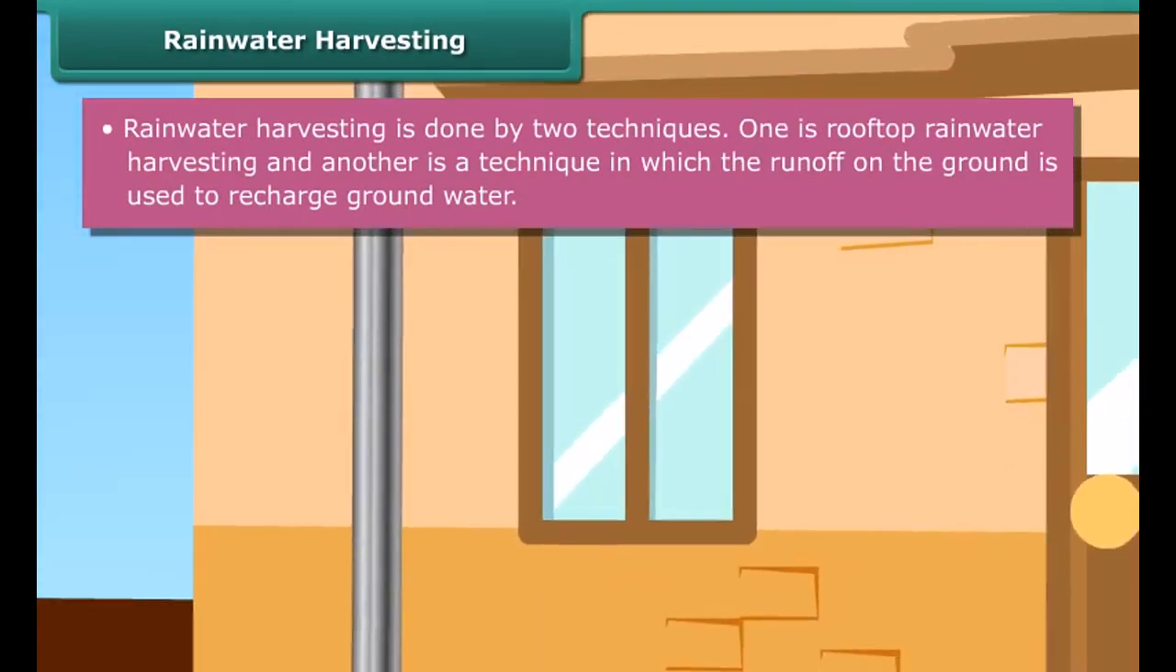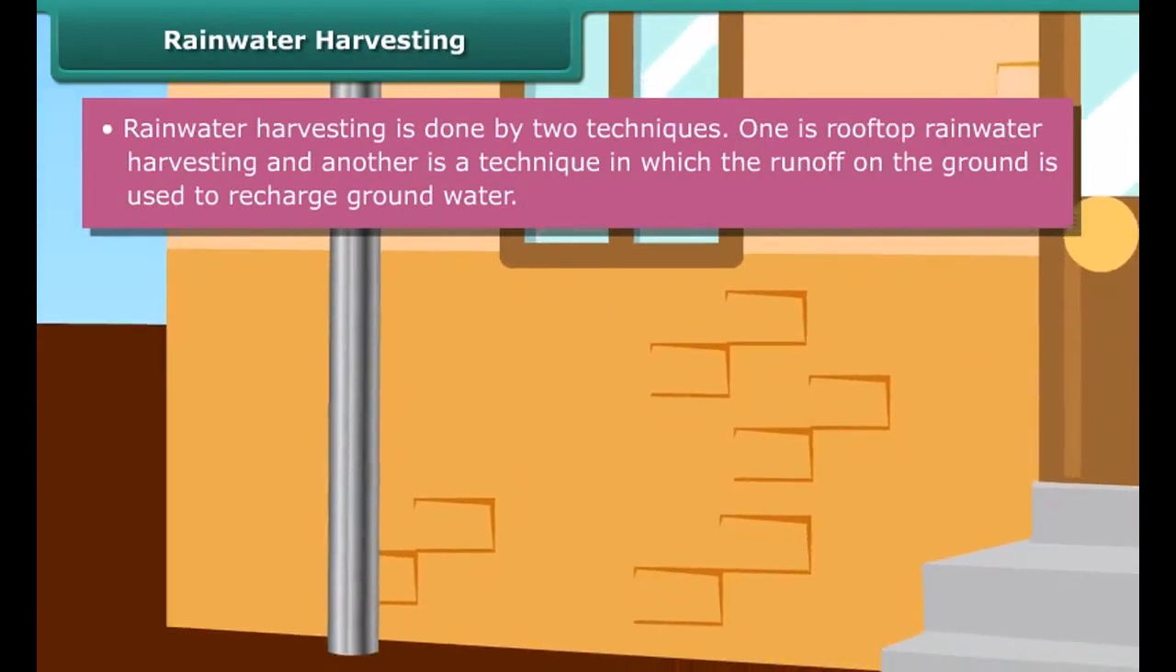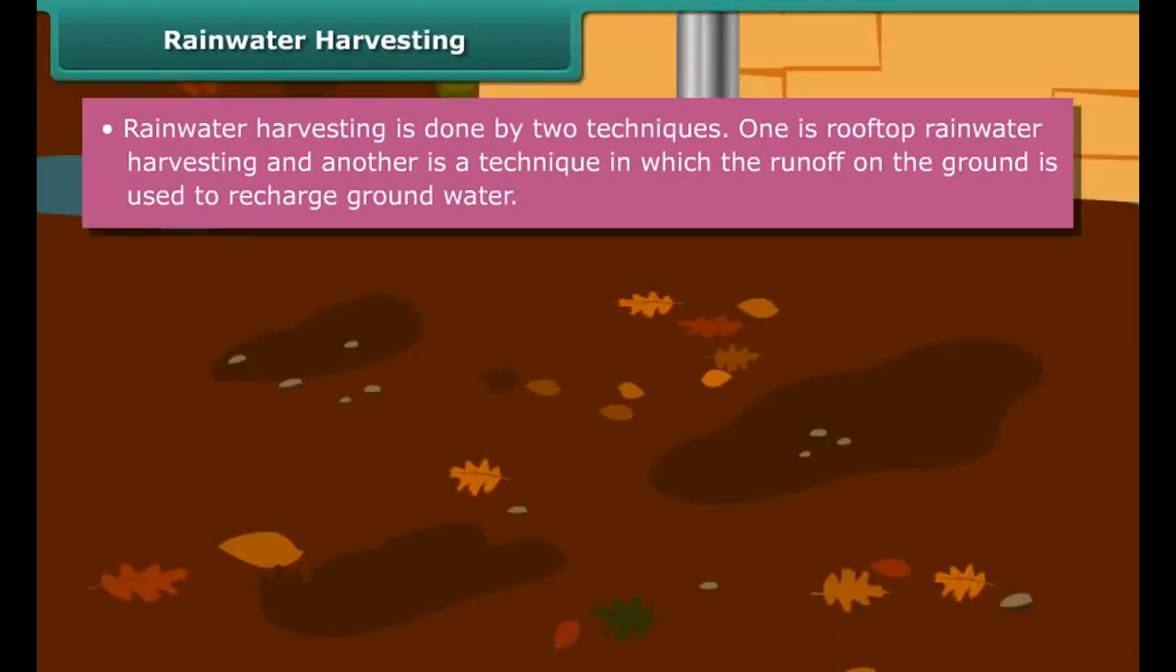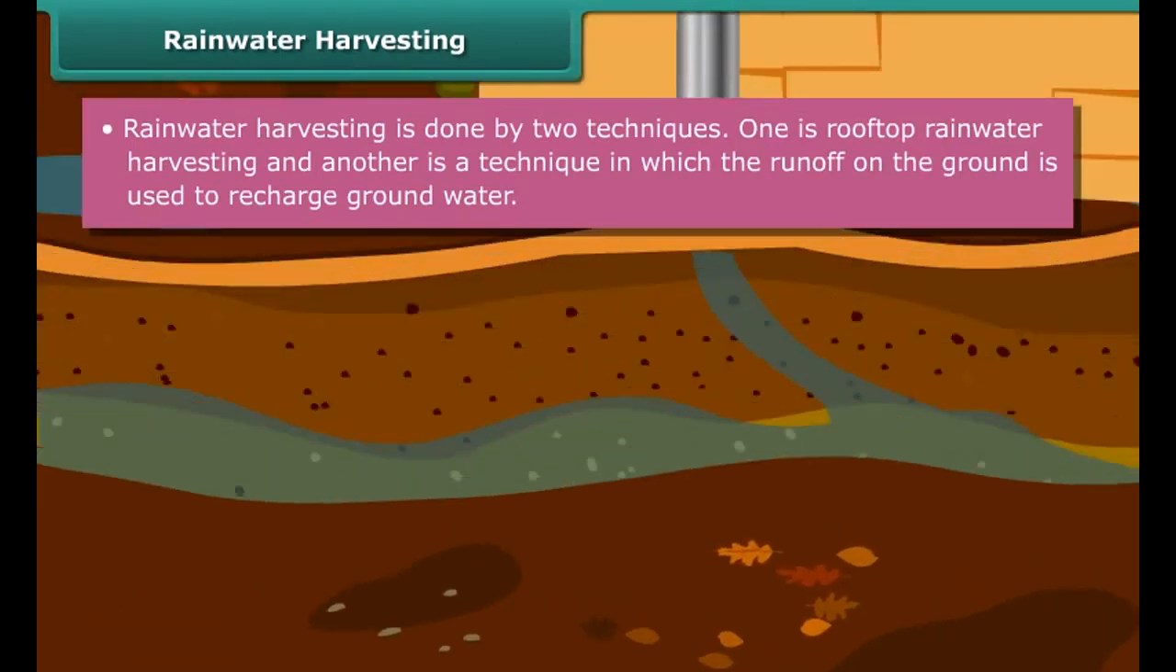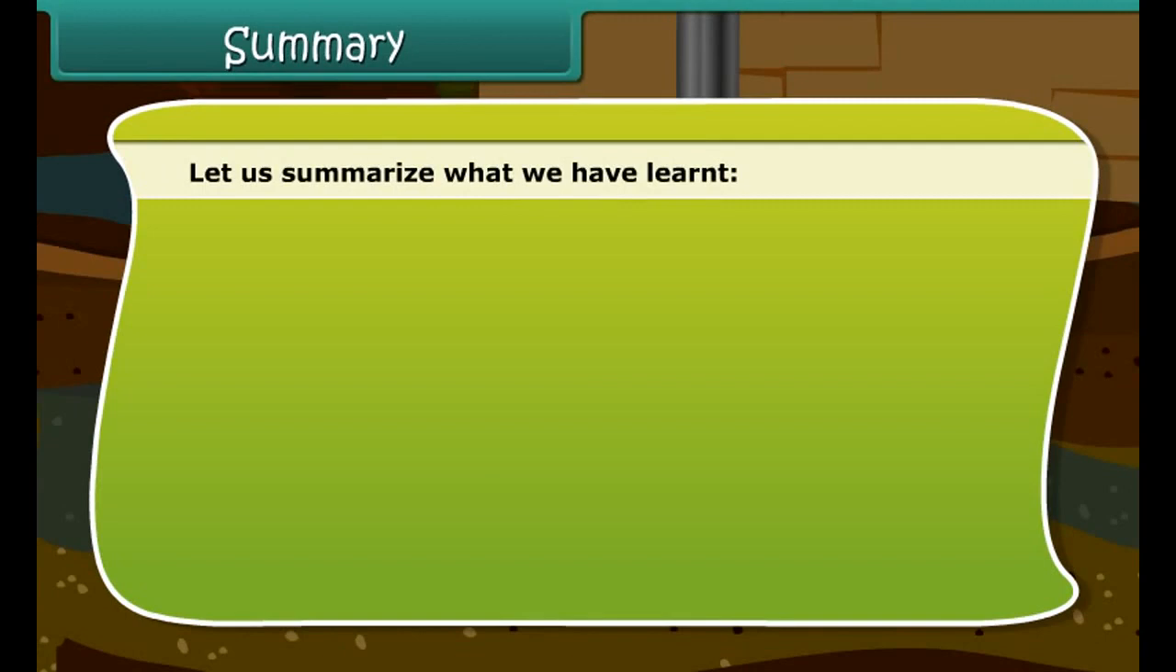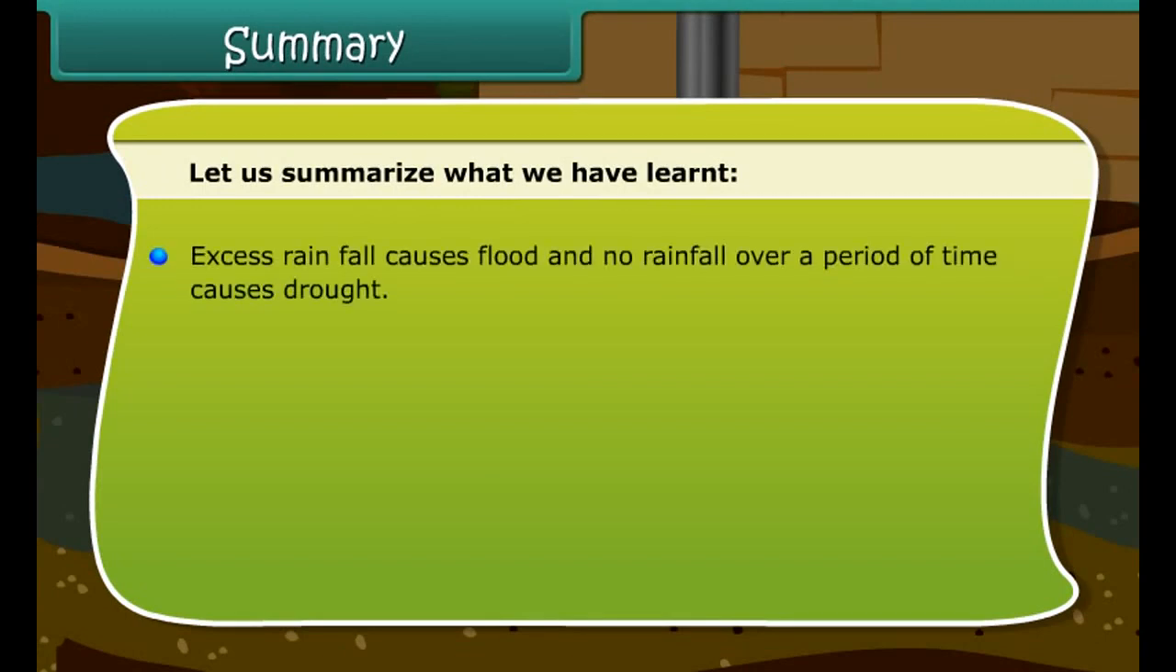If we collect and store all the rainwater that collects on our terrace, roads, and pavements instead of letting it run into ditches, we could actually have vast reserves of water. Collecting and storing of rainwater is called rainwater harvesting. The following are the techniques of rainwater harvesting.